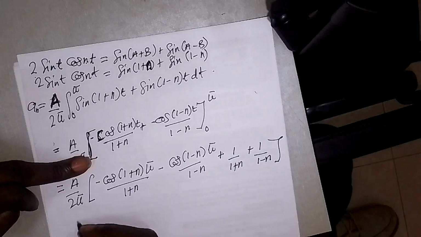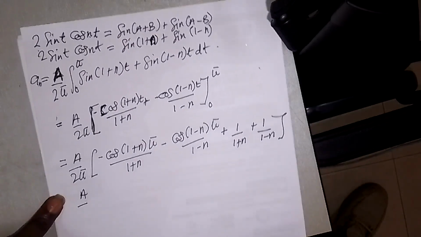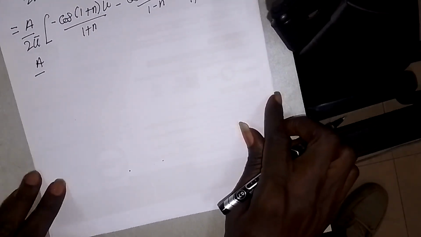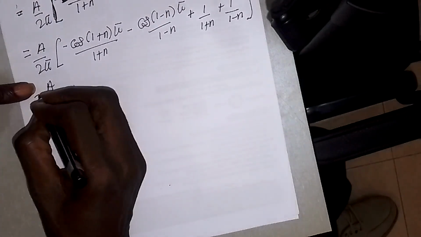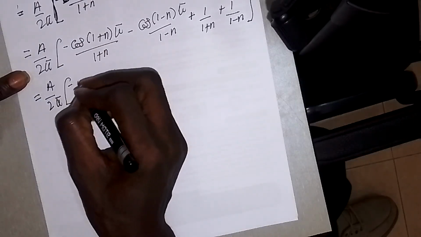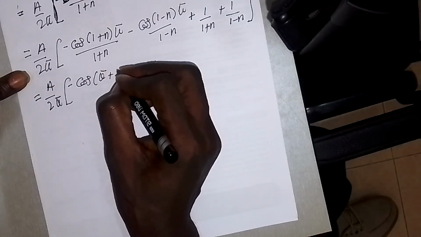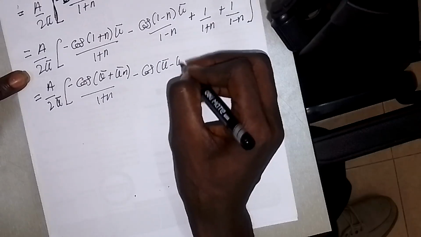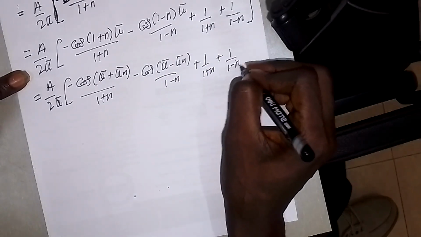So now here I'll have a over 2π into minus cos(π + πn) over 1 plus n, minus cos(π − πn) over 1 minus n, plus 1 over 1 plus n plus 1 over 1 minus n. That's all.